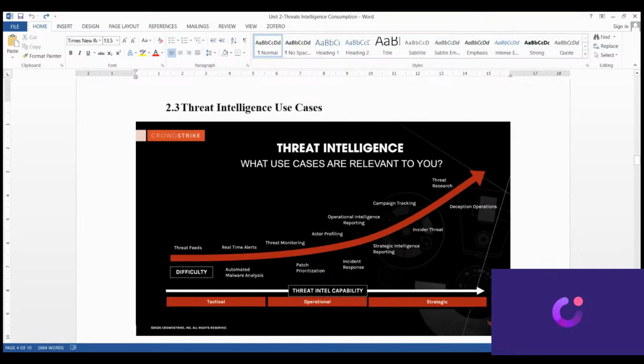Okay, we look at threat intelligence. What use cases are relevant to you? Those threat intelligence use cases are basically divided into three parts. We have what is known as the tactical level, operational, as well as strategic. That is why it is divided into those areas. So now you can see what use cases are relevant to you.